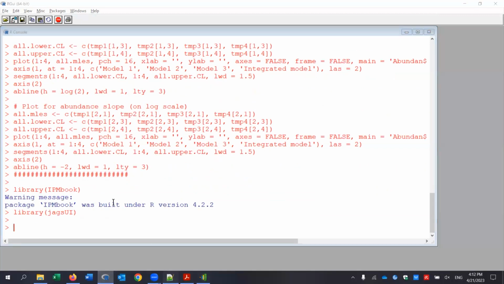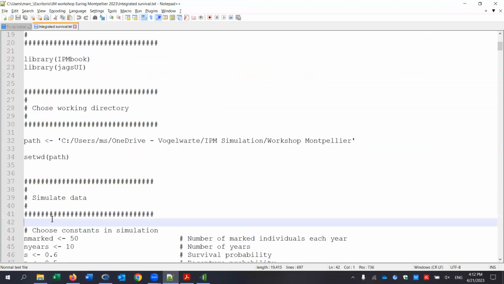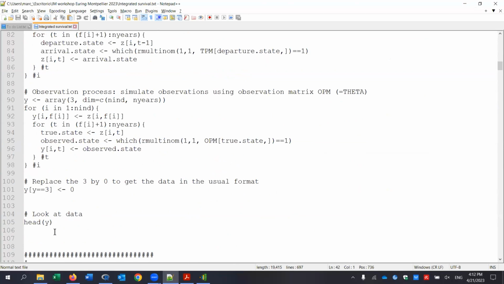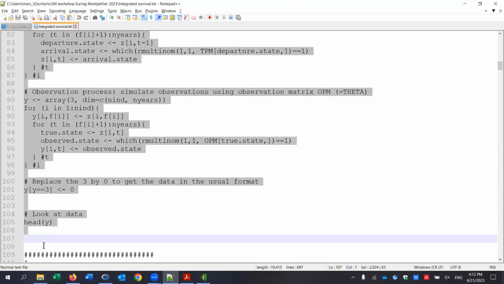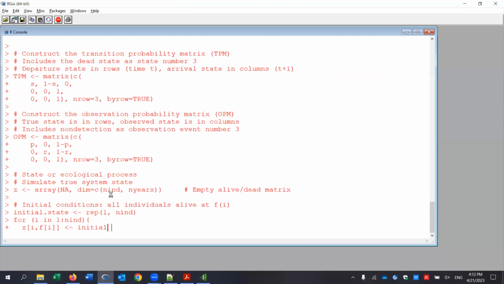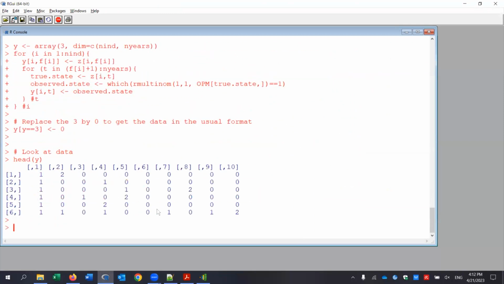Okay, still okay. Create this data set. And then we look at it. These are just the first 6 individuals. We see here the first individual was released at the first occasion, and then at the second occasion it has a 2. This means this individual has died and was found dead.